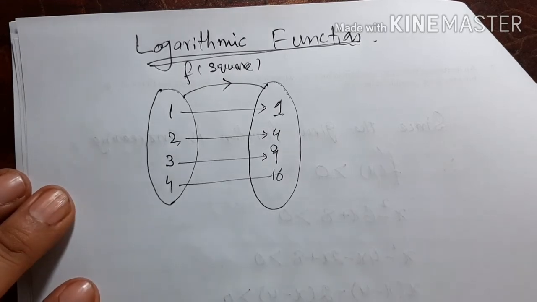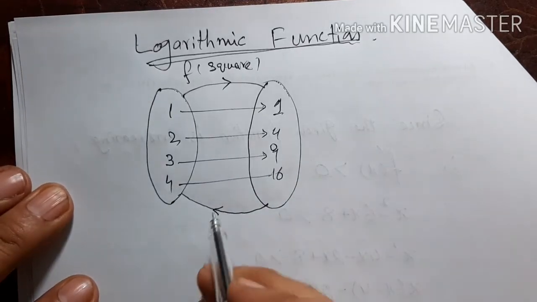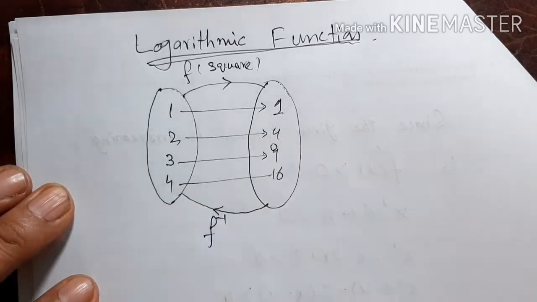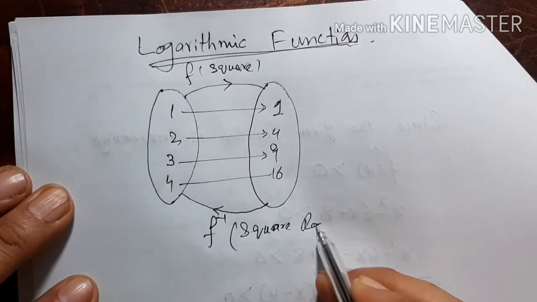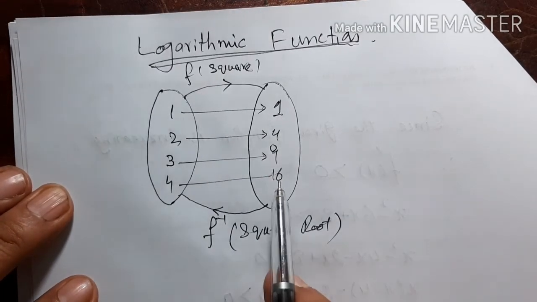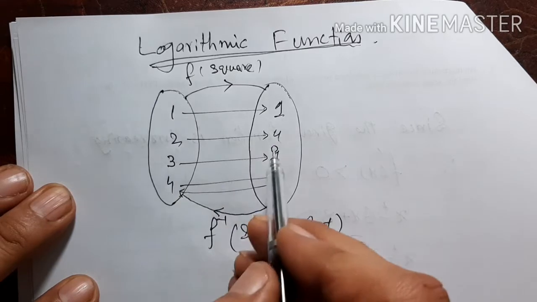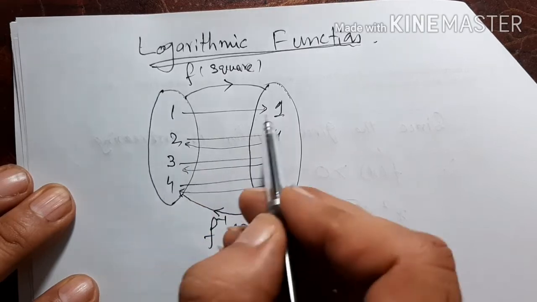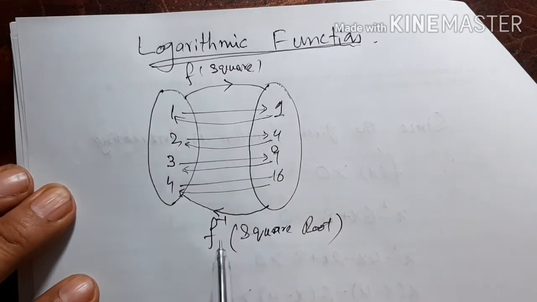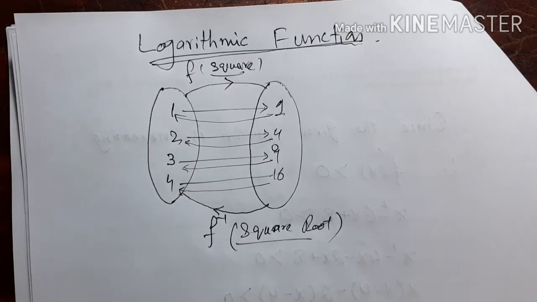Square is a function. If you want to go the other way around, this is also called a function, but this is the inverse of f. And this is called square root. For example, if you apply square root on 16, you will get its image 4. If you apply square root on 9, you will get 3. If you apply square root on 4, you will get 2. If you apply square root on 1, you will get 1. So we are actually reversing everything. So this f inverse, the square root, is the inverse function of square.